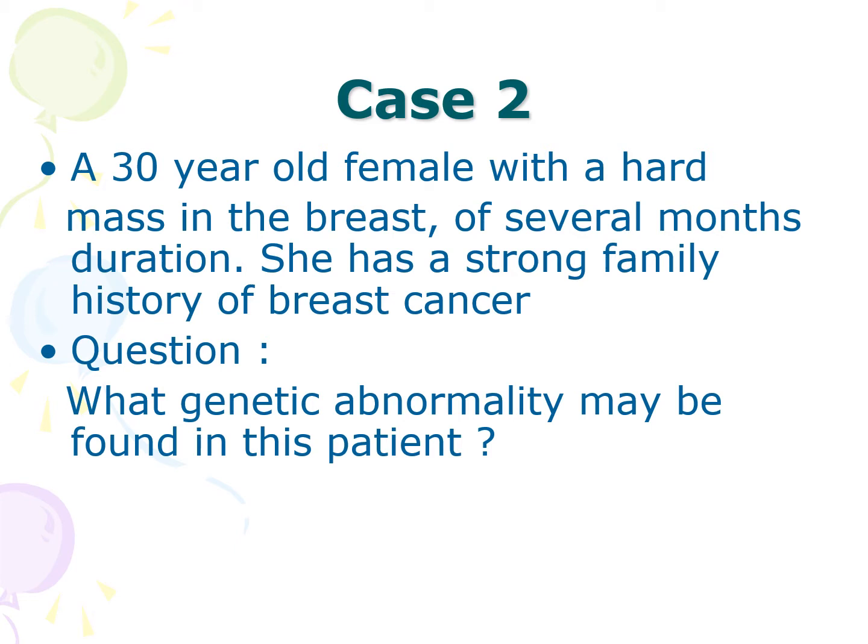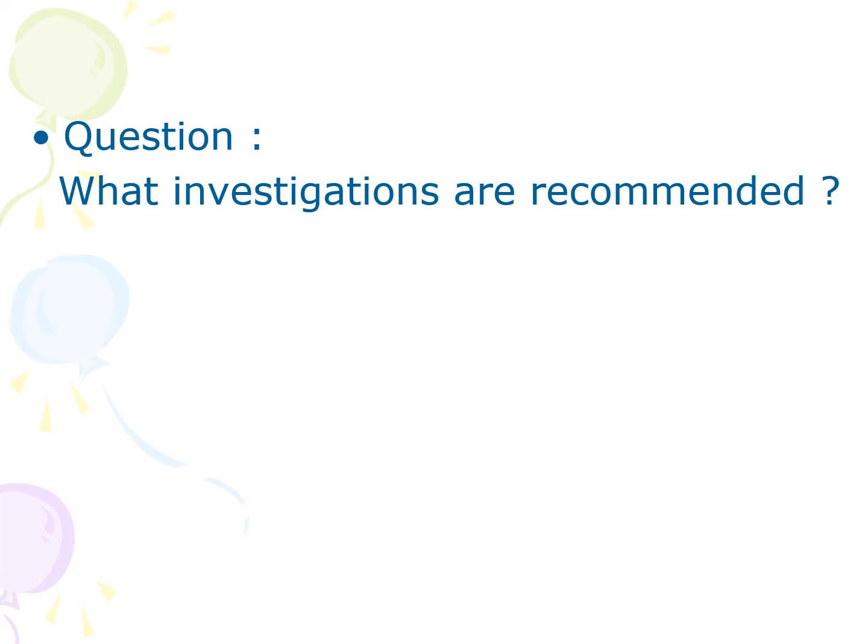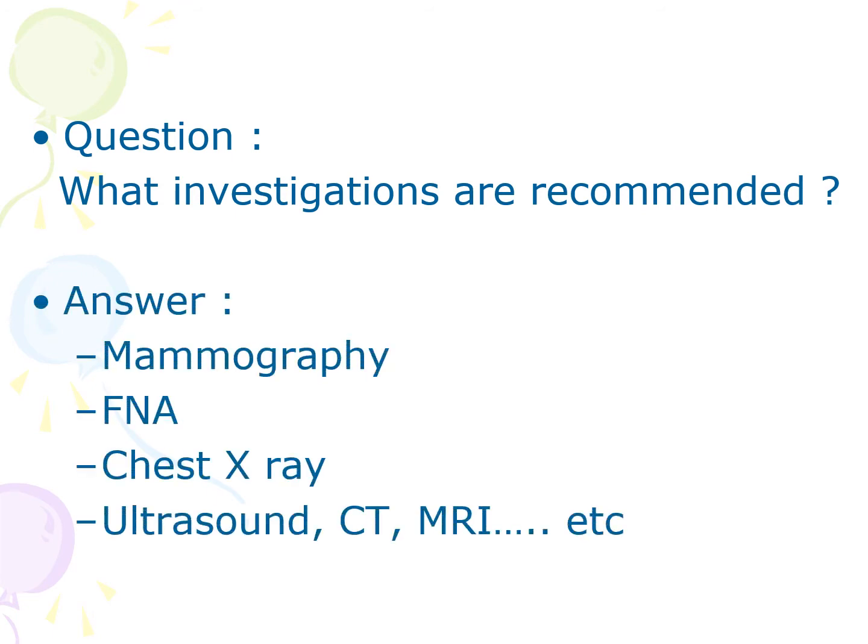In inherited breast cancer, we have 2 types of genes, BRCA1 and BRCA2. They are dominant genes and may cause breast and ovarian cancer. In familial breast cancer, patients usually have family history of breast cancer, but not strong. What investigations are recommended in this patient? As we said before, imaging studies as ultrasound and mammography, FNA or needle core biopsy.